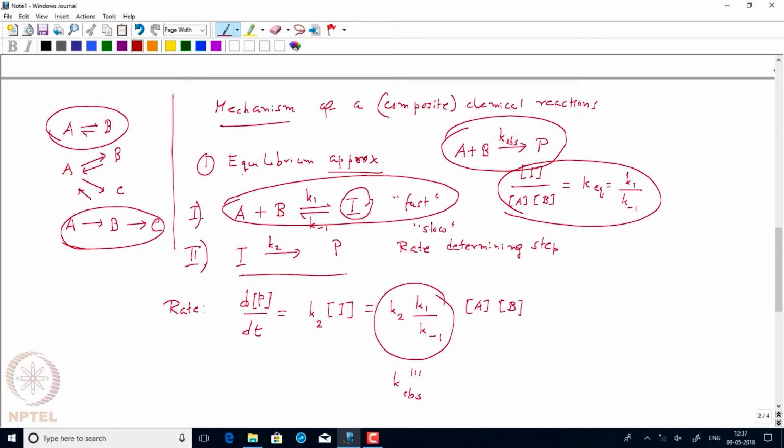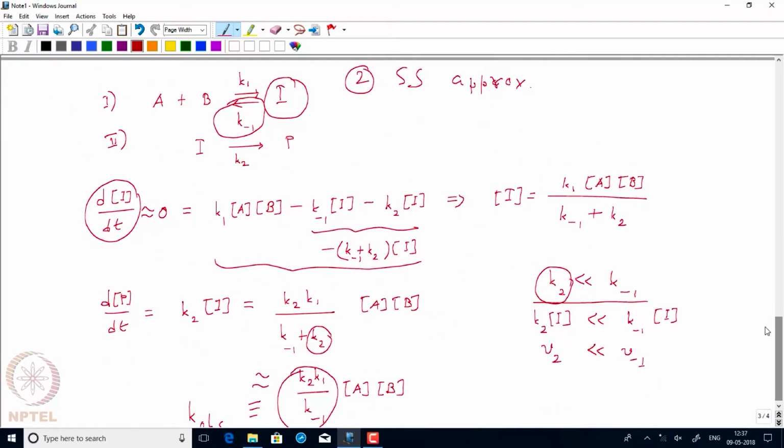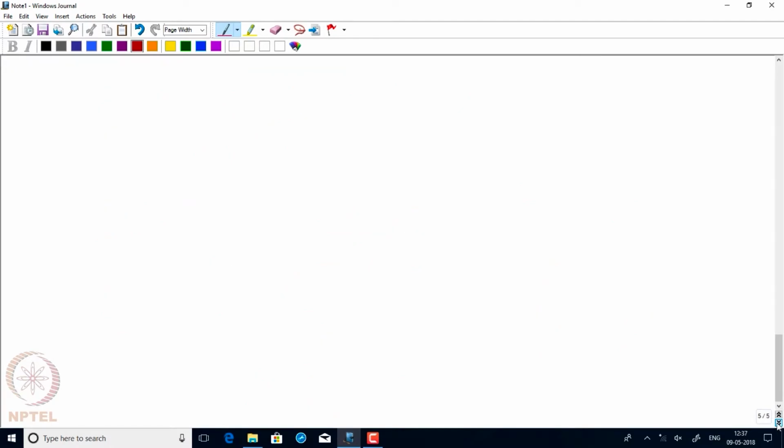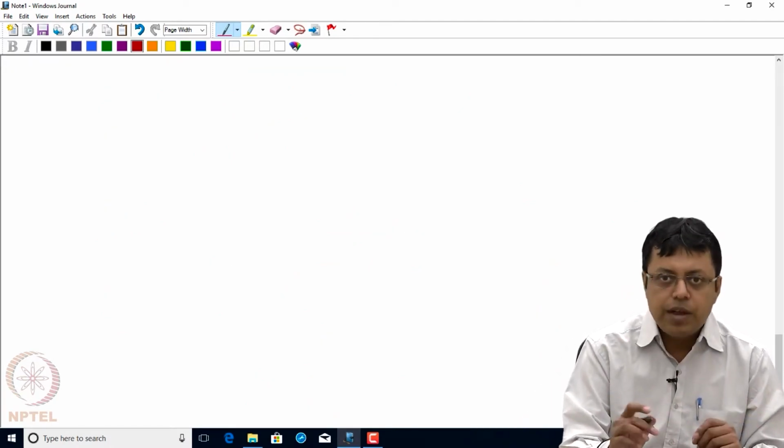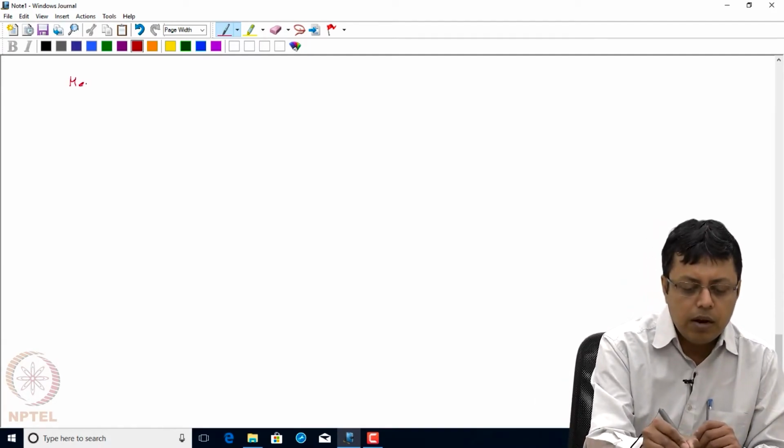So that is the connection between the equilibrium approximation or rate determining step approximation and the steady state approximation. And the connection is that when you make this condition that the back reaction in the first step is much faster than any other step, then only you can show that these two approximations are the same. And then using this approximation, we can explain many other composite reactions, which are usually covered under the mechanism of chemical reactions.